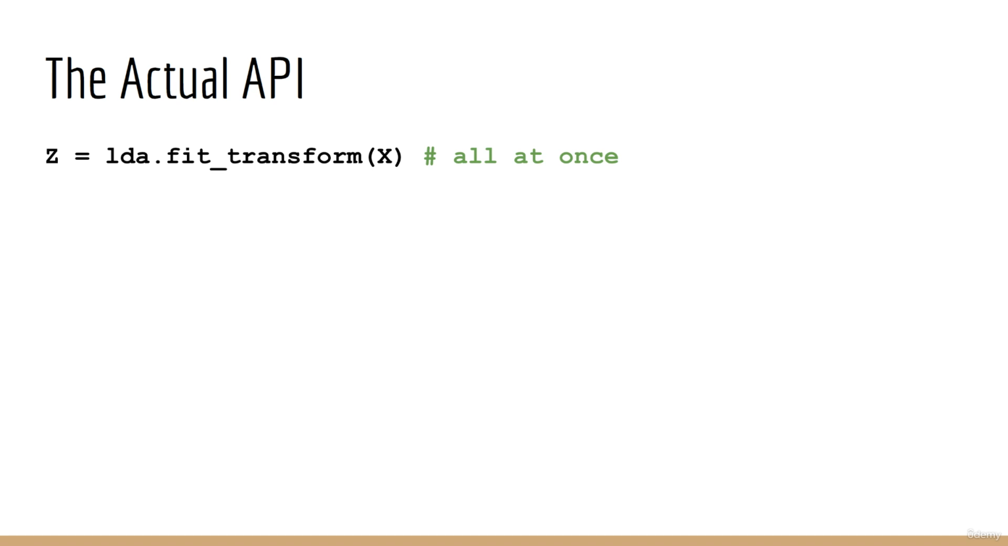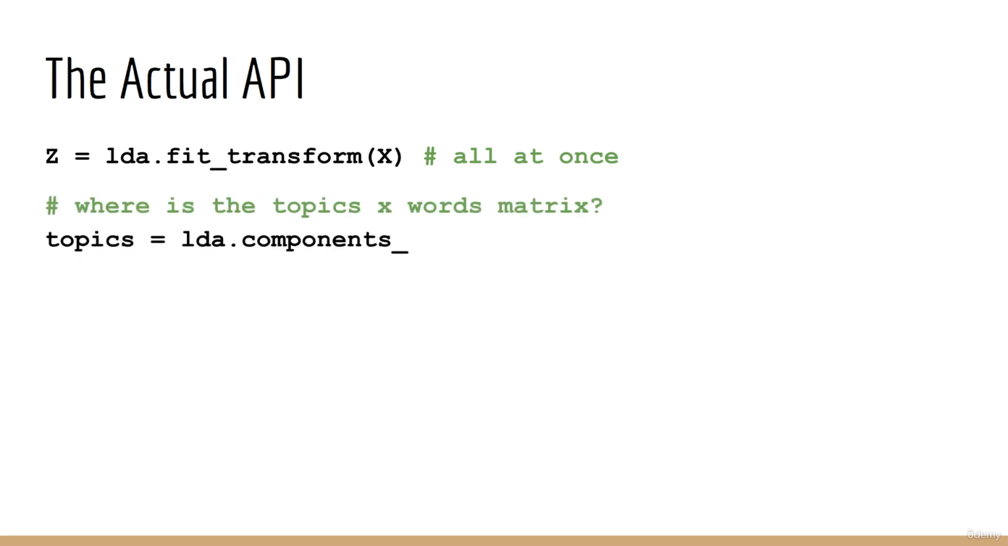Now at this point you might be thinking, what happened to the other matrix? As you recall, I said LDA outputs two matrices, one with documents by topics and the other with topics by words. Well, the topics by words matrix is actually stored as an attribute called components. So to access this matrix, you simply call model.components_ with an underscore. So let's think about why this makes sense.